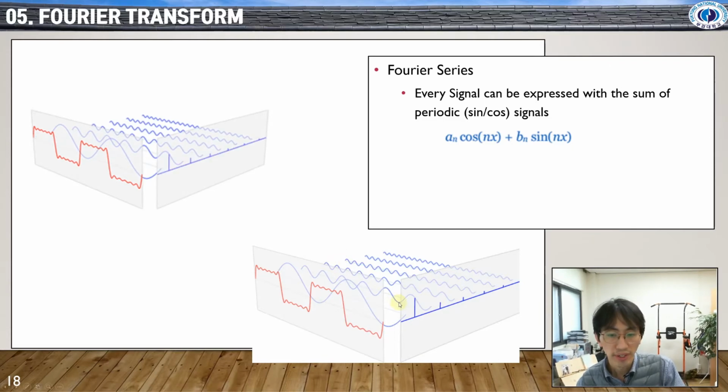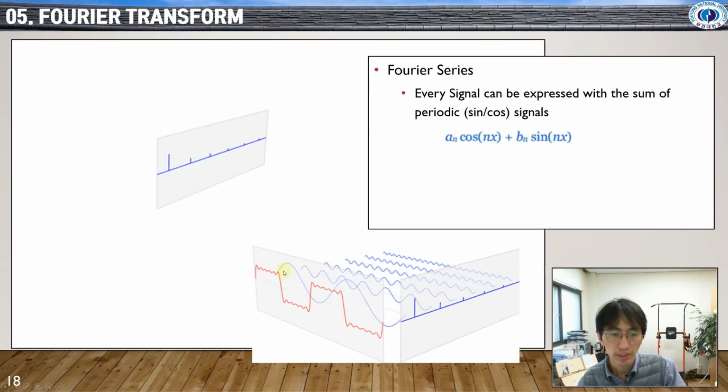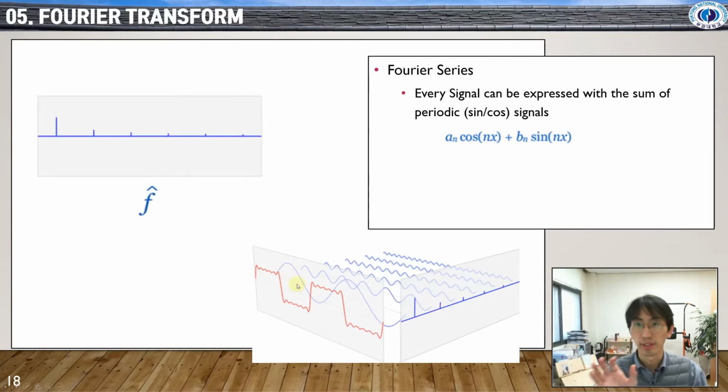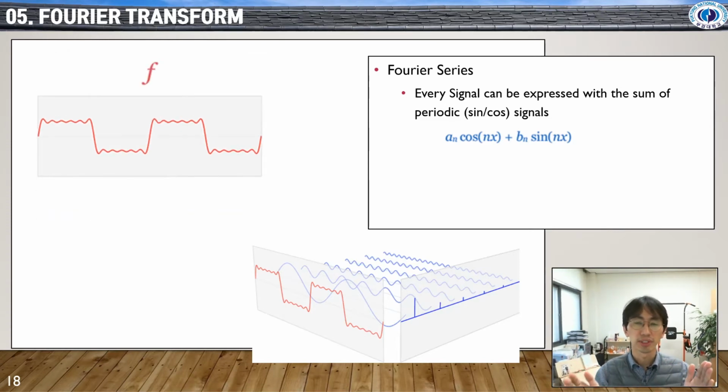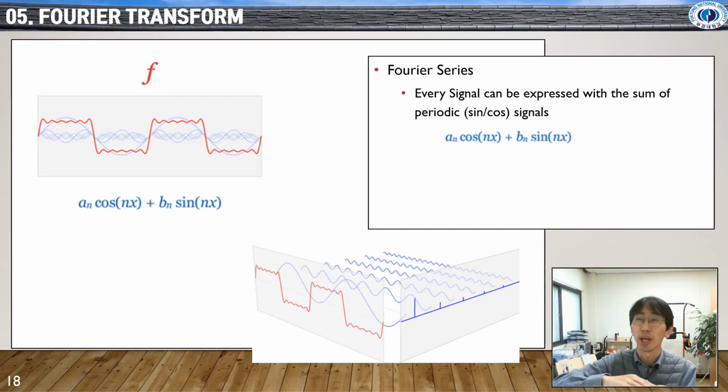I say the phase because a signal may be shifted, right? So we want to add a sine signal here, but this sine signal can be shifted. This is why we are talking about the phase. The phase means where it starts. It is shifted. And power means the size of the amplitude of the signal.